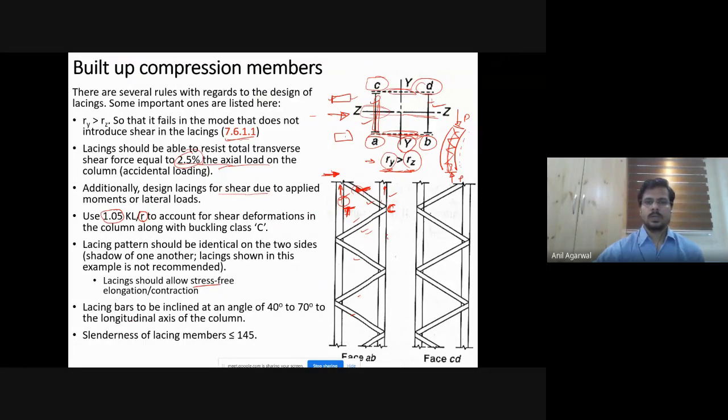And then there are limits on what this angle can be. This angle has to be between 40 to 70 degrees. It should not be less than 40 or more than 70. And the slenderness for these members should not be more than 145. Again, these are not really designed for much force value until you have very large shear force demand. Until you are in that situation, you don't have to really design these lacings. You can simply go with some thumb rules. As long as you make sure that these are within 145 and some thumb rules are followed, you are okay.